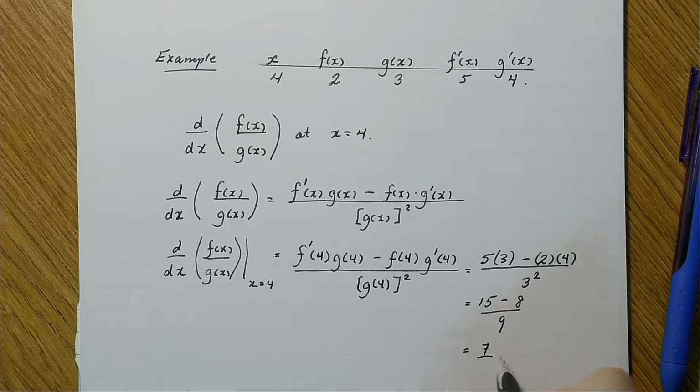So we have 7/9. Right? Working backwards, 8 plus 7 is 15. Okay, and these are relatively prime. I don't have to do any reduction of the fraction.